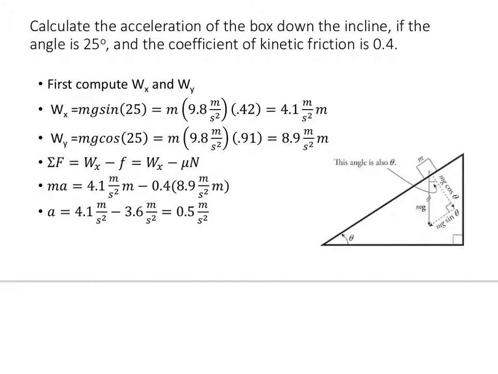Now notice we have an m term here, here, and here. So we can divide both sides of the equation by m, and m will cancel out. And so now we just have the acceleration is equal to 4.1 meters per second squared minus 3.6 meters per second squared, or 0.5 meters per second squared. So this acceleration is independent of the mass. It doesn't matter what that mass is.